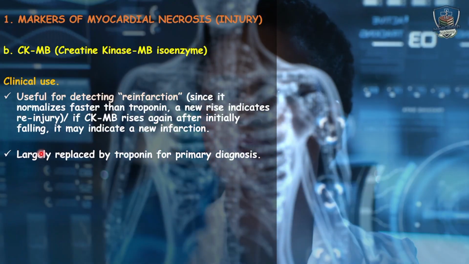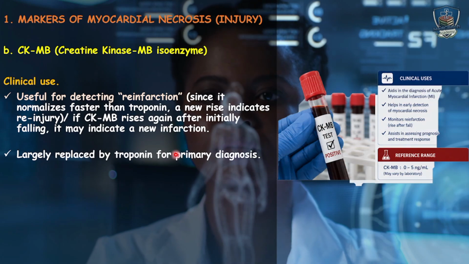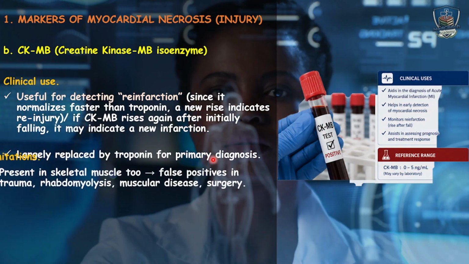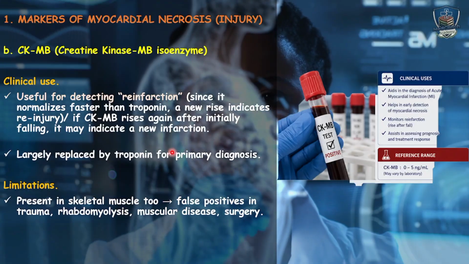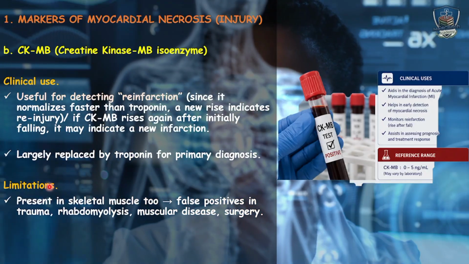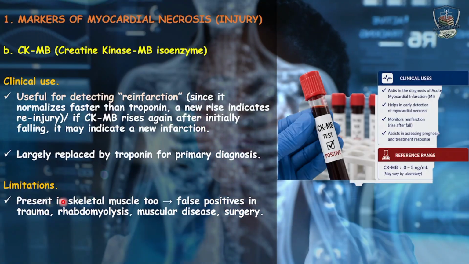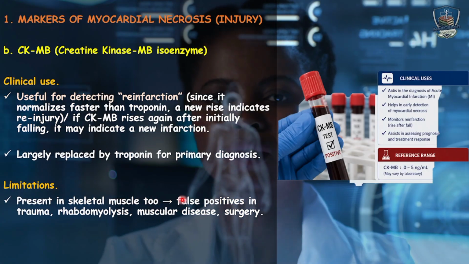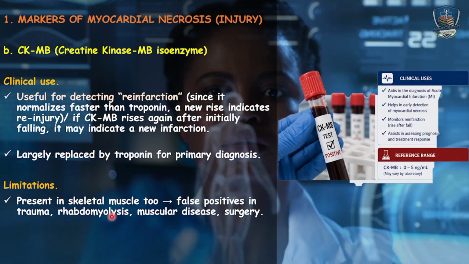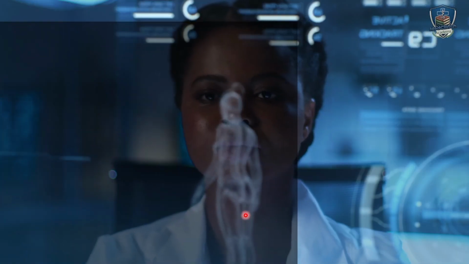Nowadays, you know that it's largely replaced by troponin for primary diagnosis. So for primary diagnosis, we tend to go for the troponin, both the troponin I and the troponin T. One of the limitations here is that this CKMB is also present in skeletal muscle. So it may give a false positive in trauma, in rhabdomyolysis, in muscular disease, or in surgery. So you have to note that.